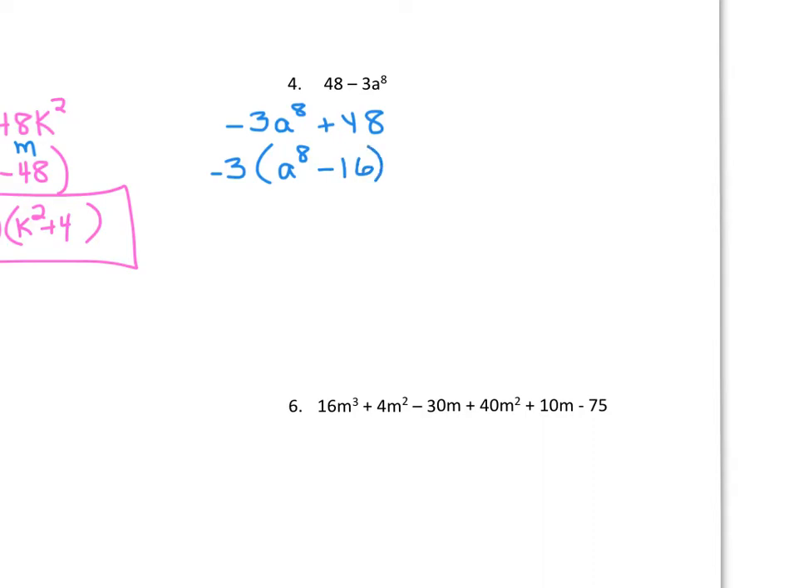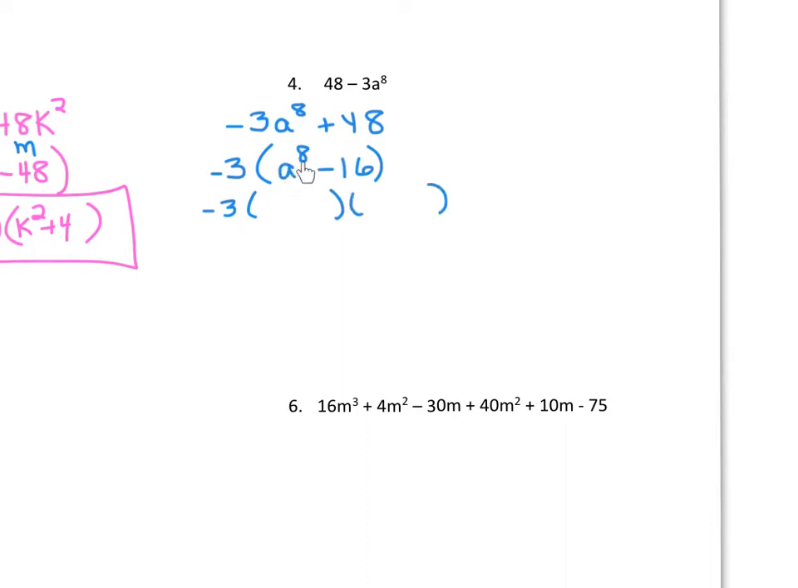Okay, now here we could factor further because this is a difference of perfect squares. Remember, if a term with an exponent has an even exponent, it is a perfect square. So we can factor this further. I'm going to bring the -3 down, and since it's a difference of 2 perfect squares, I'm going to set up 2 sets of parentheses.